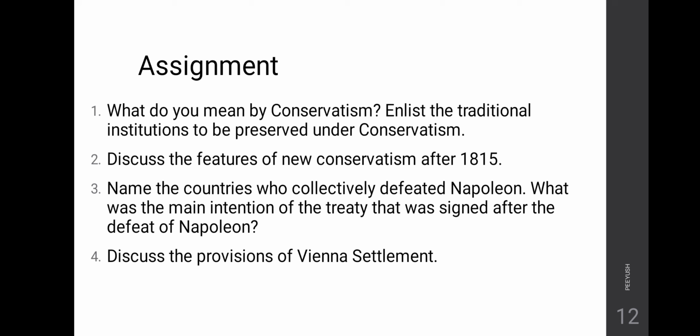So today we discussed conservatism, this political philosophy, and the Treaty of Vienna. You have these assignment questions here, and all of them are based on what we discussed today. The features of new conservatism in 1815, and then name the countries that collectively defeated Napoleon. That is the question for you today.